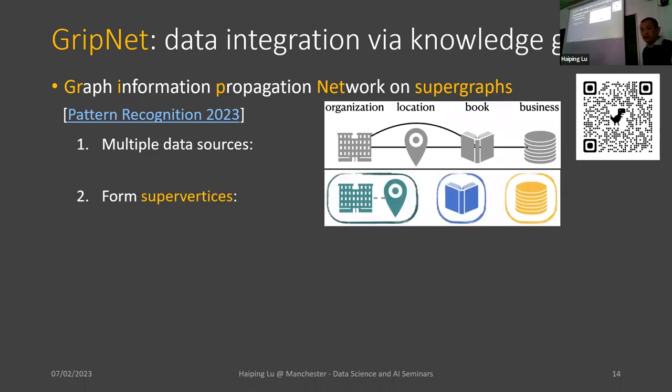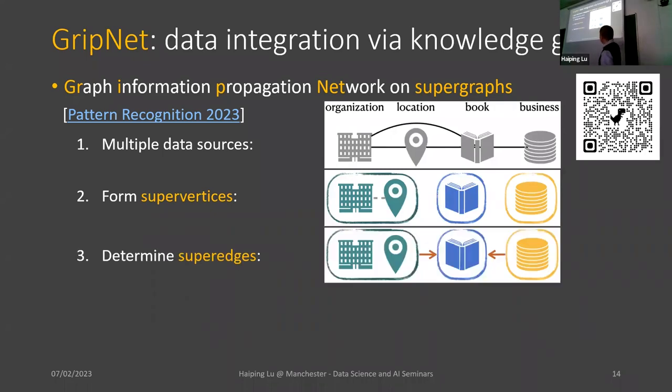What we do here is consider the relationship between different types of entities. For example, here we consider organization and location as similar types of entities, and we group them as what we call a super vertex, and food is a super vertex, and business will be a super vertex. We want to capture the semantic relationship between different kinds of entities, different kinds of data. Therefore, when we have this super vertex, we can simplify our modeling process.